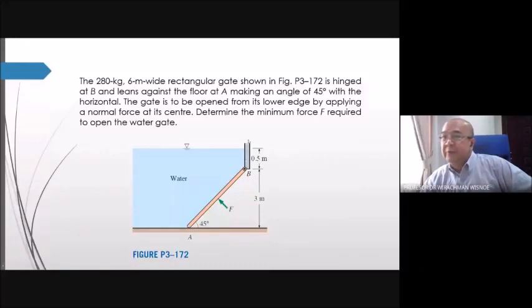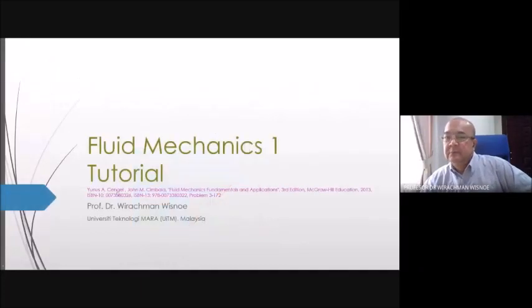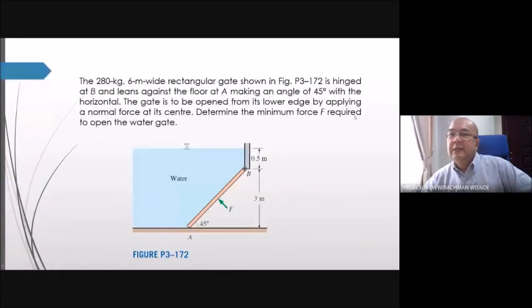This is the problem taken from Jungle Book, problem number 372. The 280 kilogram, 6 meter wide rectangular gate shown here is hinged at B and leans against the floor at A, making an angle of 45 degrees with the horizontal. The gate is to be opened from its lower edge by applying a normal force at its center. Determine the minimum force F required to open the water gate.